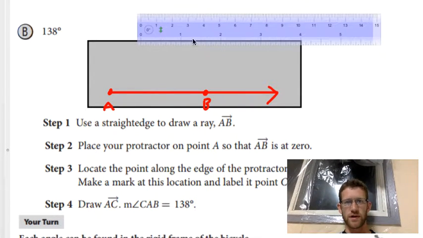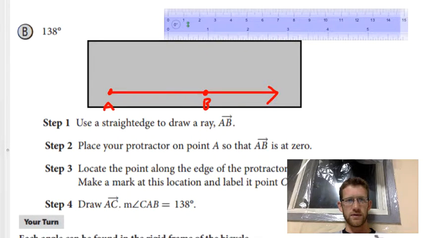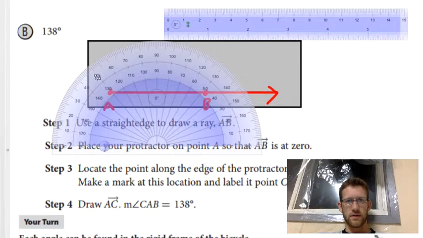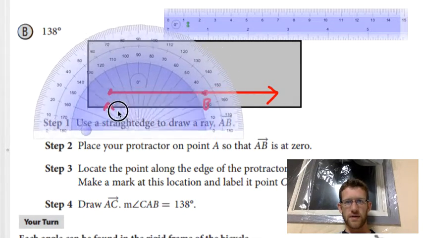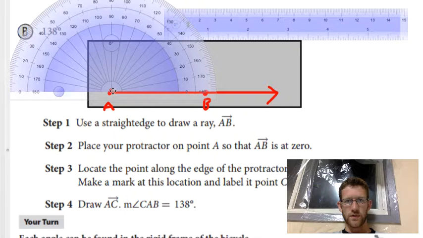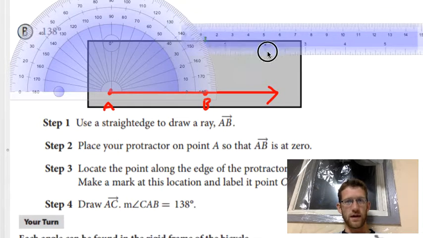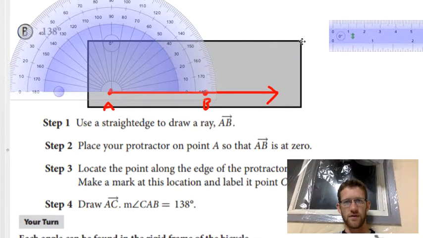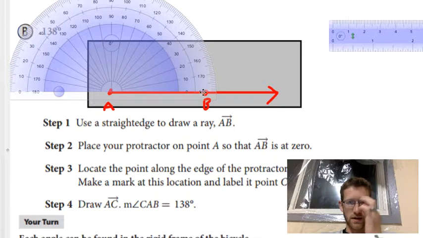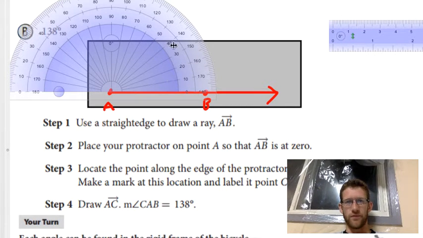It says place your protractor on point A, so I need a protractor, which is that thing, on point A so that AB is at 0. In this case, we're going to use the inside numbers, right? So it's 0, 10, 20, 30, 40. Ignore the outside numbers. Be super careful whether you're using the outside numbers or inside numbers. That's by far the number one mistake when using protractors. So we want to place our protractor on point A so that AB is 0.